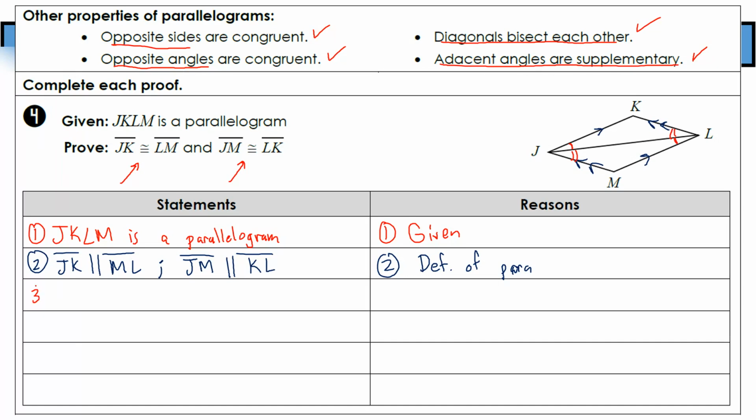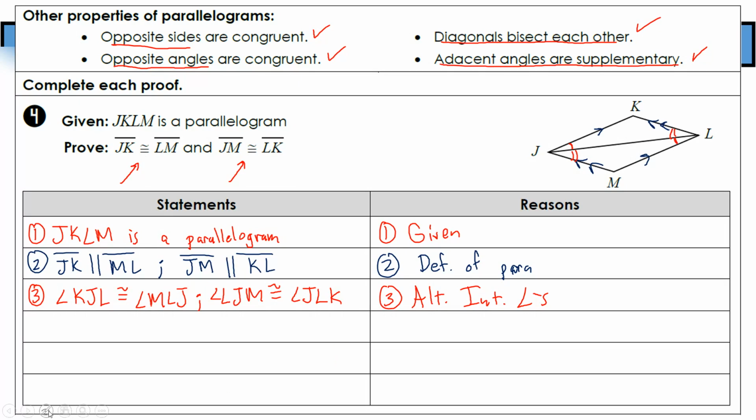So let's name those now. So we can say angle KJL is congruent to angle MLJ. Likewise, we can say that angle LJM would be congruent to angle JLK. And the reason why is that those are alternate interior angles. Notice I don't write converse. I already know that this is a parallelogram.